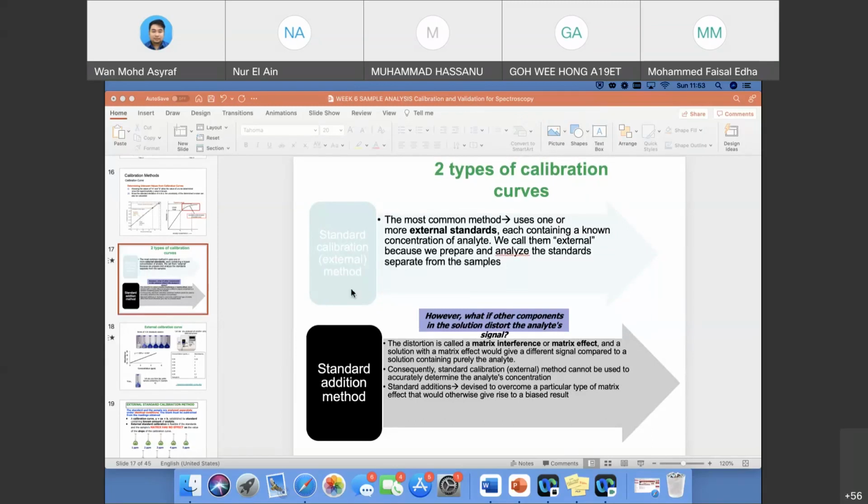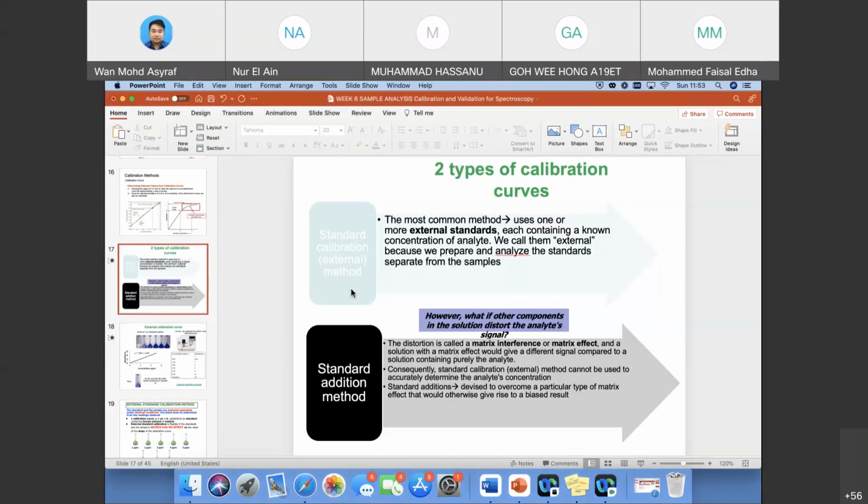Okay, so it is 11:53 now, so maybe we can start back our lecture. Alright, so as I have mentioned before, there are two types of calibration. There are three types, but in this chapter, you are going to look into two types of calibration curves. The first one is the standard calibration curve, which is the one that we have looked into before this, called the external calibration method.